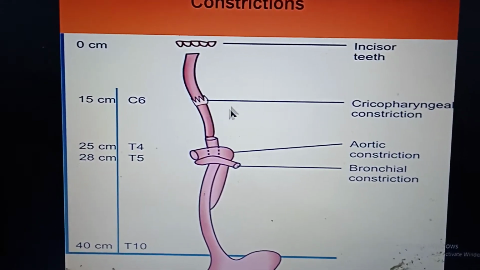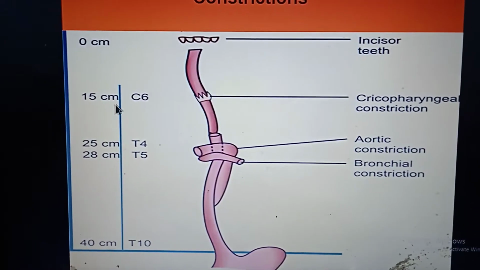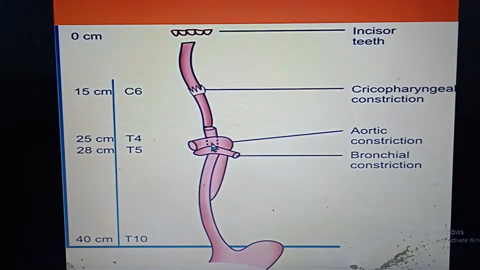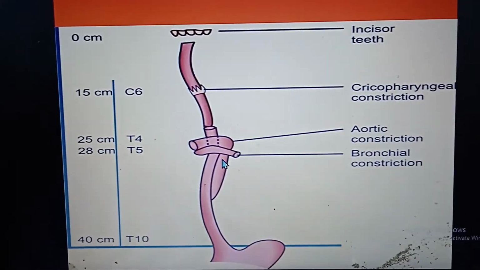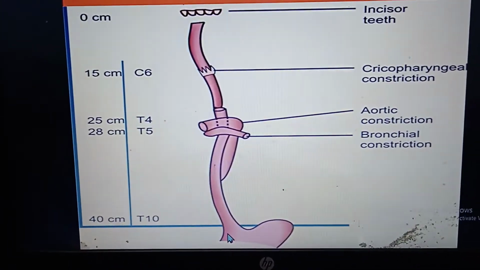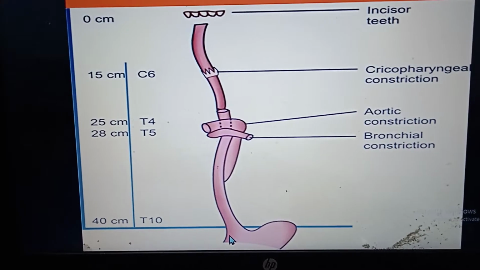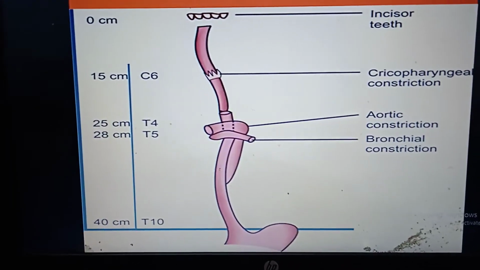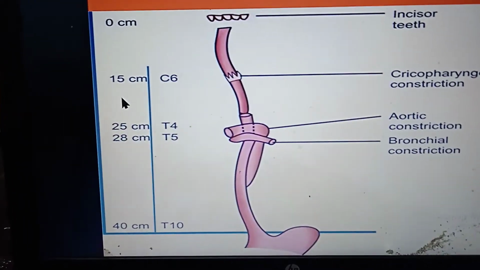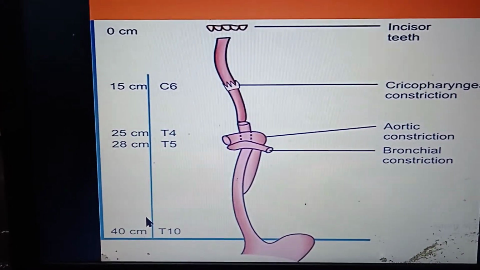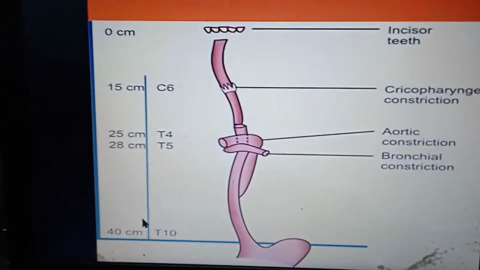Here is the cricopharyngeal constriction, which lies at the level of C6. Second constriction is by the arch of aorta, third by the left bronchus, and fourth where it enters into the diaphragm through the oesophageal hiatus. And these demarcations are somewhat fixed, but how will you memorize?